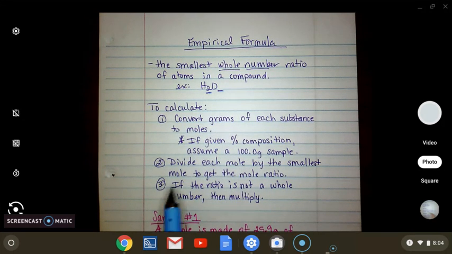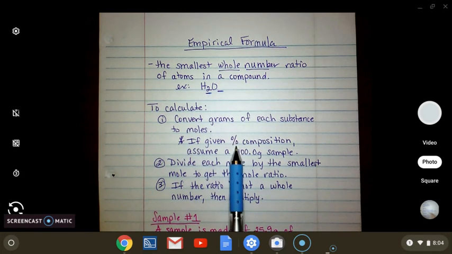So to calculate it, you have different steps. The first one, you're going to convert grams of each substance to moles. If you're given percent composition, you're going to assume it's a 100-gram sample. Then you're going to divide each mole by the smallest mole to get the mole ratio. And yes, that's a lot of M's in there. And then number 3, if the ratio is not a whole number, then you're going to multiply. So for example, if you get 1.5, I need a whole number, so you'd multiply that by 2 to get 3.